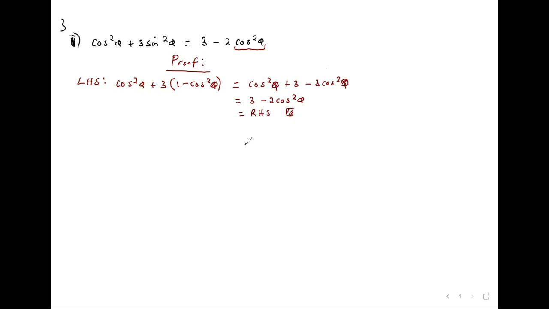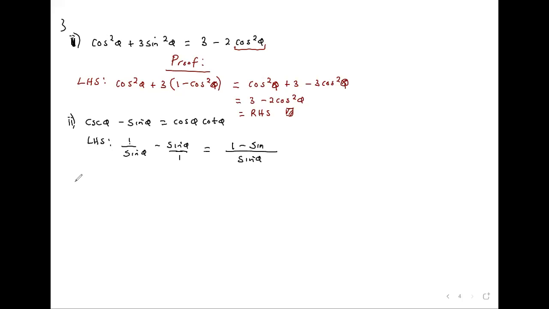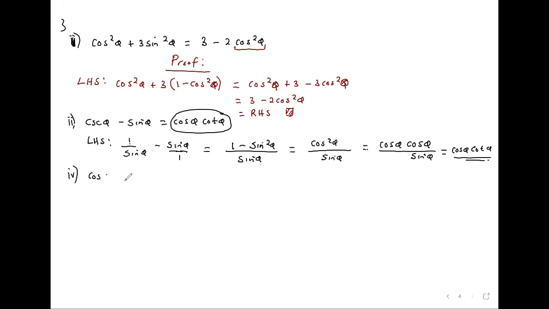It becomes so nice. You can also do the second one, where you say cosec theta minus sine theta is equal to cos theta and cot theta.